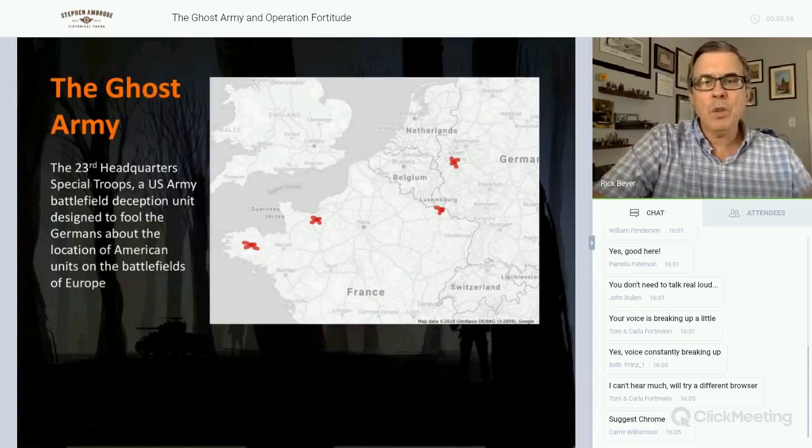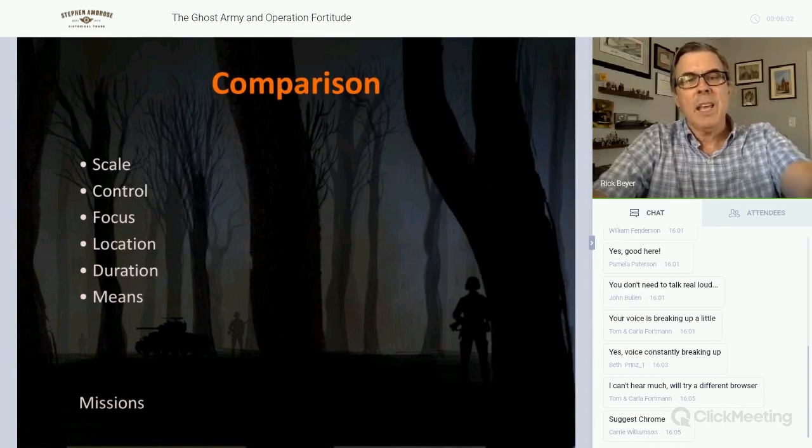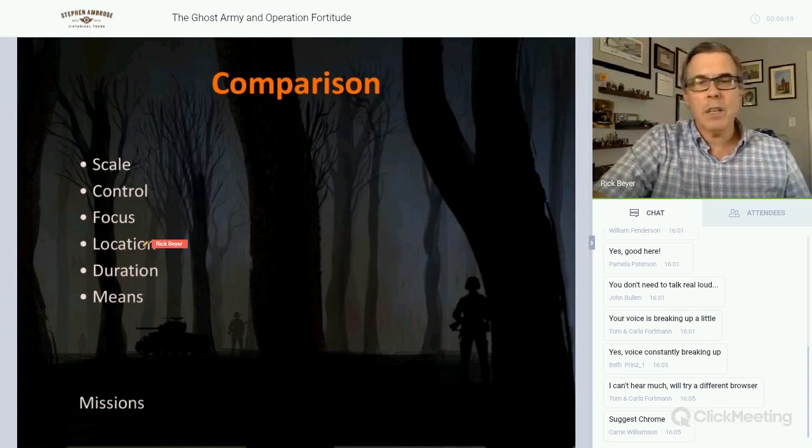And I thought that the most useful way to talk about their differences is to compare them on all these elements: the scale of the operation, who controlled the operation, the focus of the operation, the location, duration, means, and missions. So, okay, that's what I'm going to look at.